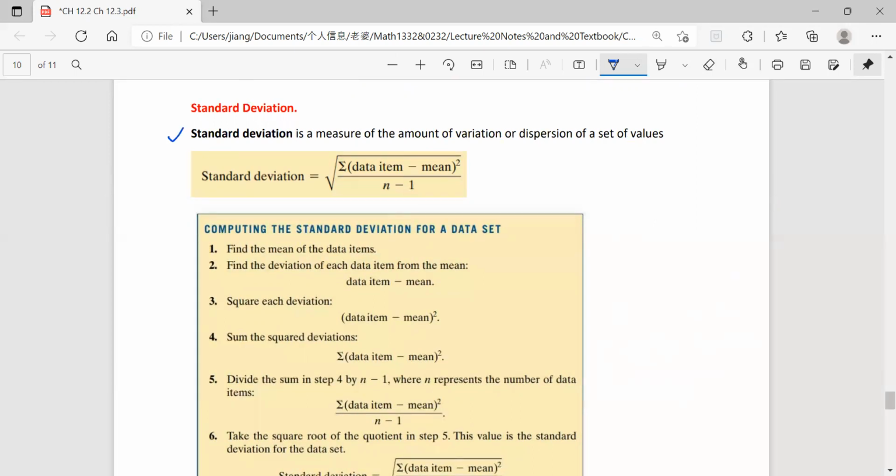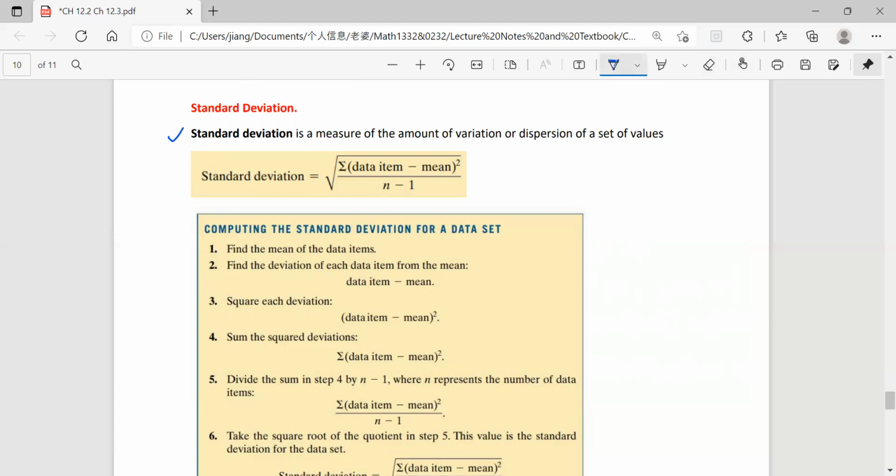So the definition of standard deviation is a measure of the amount of variation or dispersion of a set of values. How to find the standard deviation? It equals the square root of the sum of data item minus mean squared, divided by n minus 1. So let's see the meaning of the sum of the data item minus mean squared. That means the sum is outside, so we compute the sum at the last step.